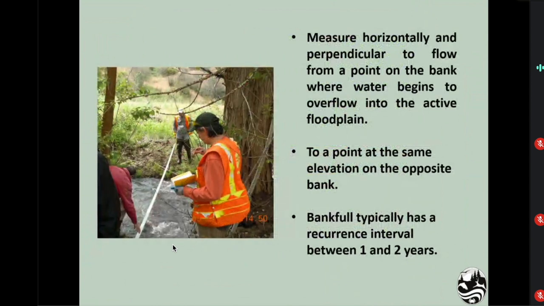We already talked about this, measure horizontally. Try not to measure on something that's not representative, or a real bend in the pool, or where there is a deep pool, unless it's deep pool after deep pool and really representative of the stream.